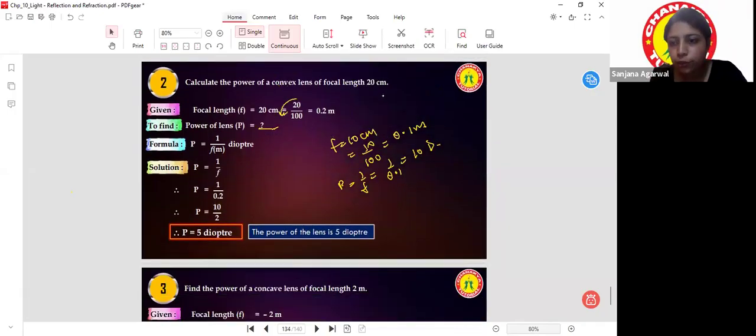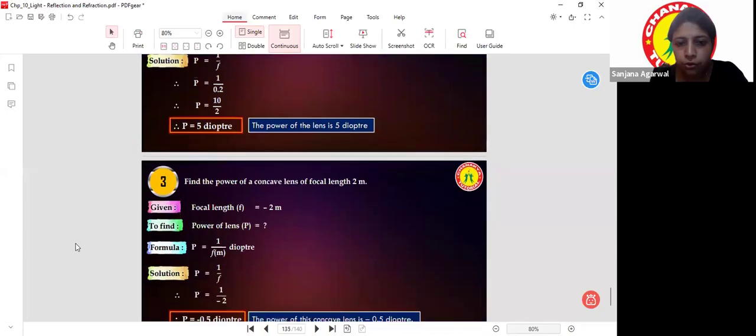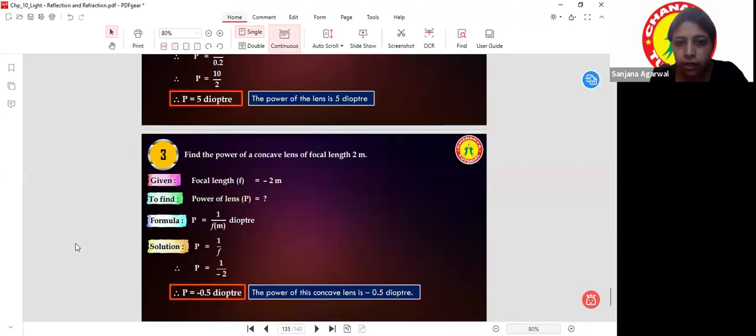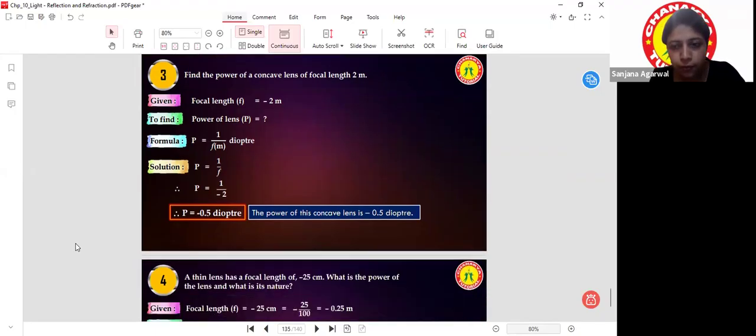Calculate the power of a convex lens of focal length 20 centimeter. Again, in place of 10, you have to make it 20, you will get 5 diopter. The next question, children, you are supposed to solve it. Find the power of a concave lens of focal length 2 meter, very straightforward. Simply 1 by F, 1 by minus 2, that is minus 0.5 diopter, and the lens will be concave.